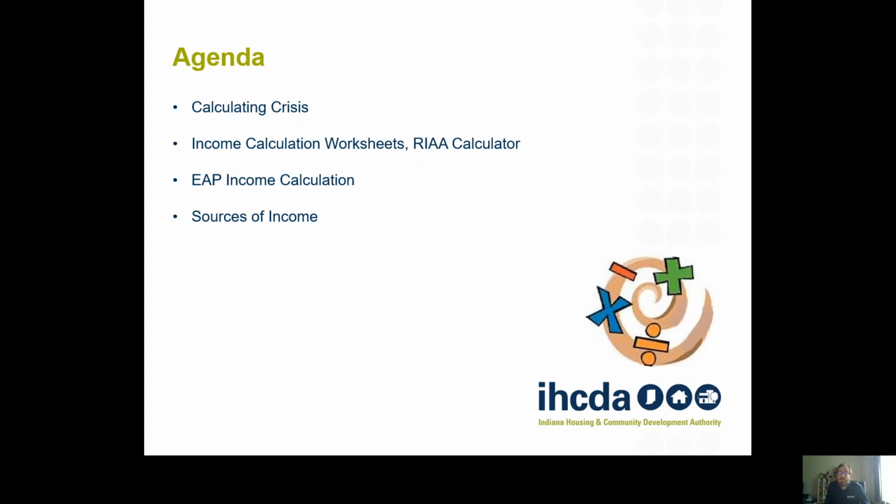So what we're going to be going over in this is calculating crisis, income calculation worksheets, and the RIAA calculator. I'm going to be asking Brad to see if we can go over how this will change in EAP Connect more in depth during his training. For now, we're just going to go over the RIAA calculator, just because, I'll be honest, that's what I know best. The EAP income calculation and the sources of income.